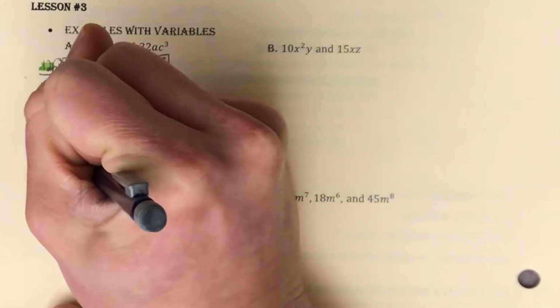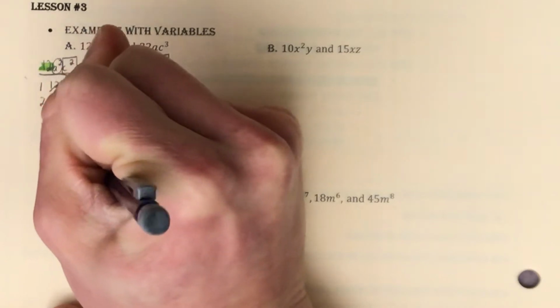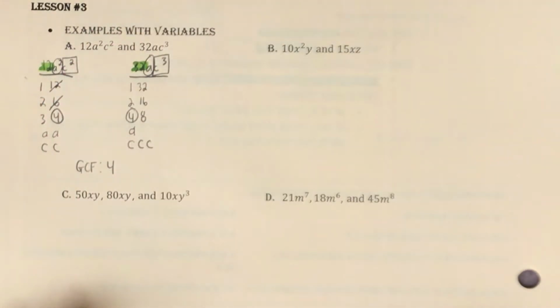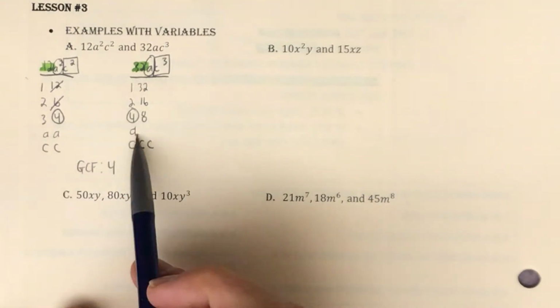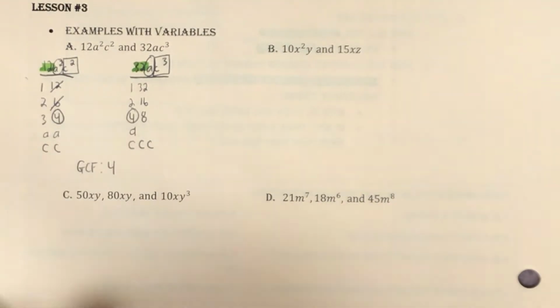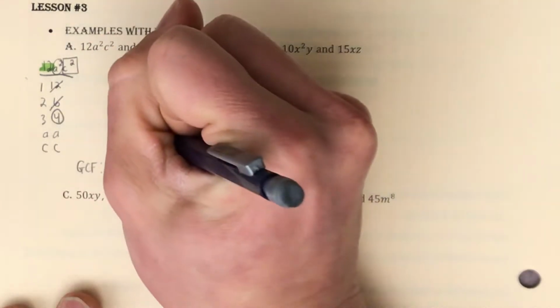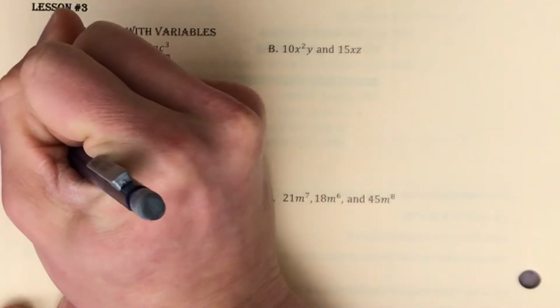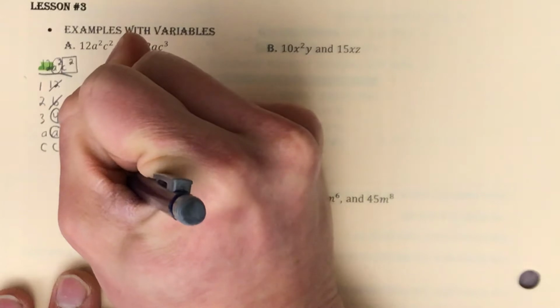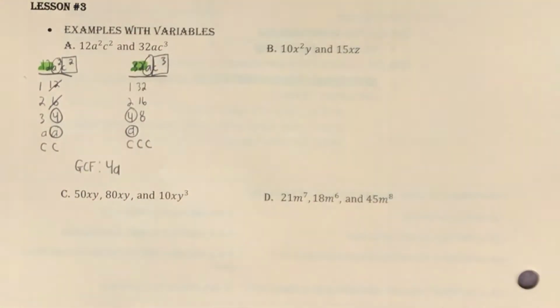So if I were writing out my GCF, I would say 4 is the number that we're going to have, the coefficient. Then we're looking at the a's and asking, what's the greatest amount of a's that's in both lists? It's got to be in both, not just in one. Well, I've got 1a here, and I've got 2 here, which means I can only use 1 for a greatest common factor. So I can only have 1a in my greatest common factor.